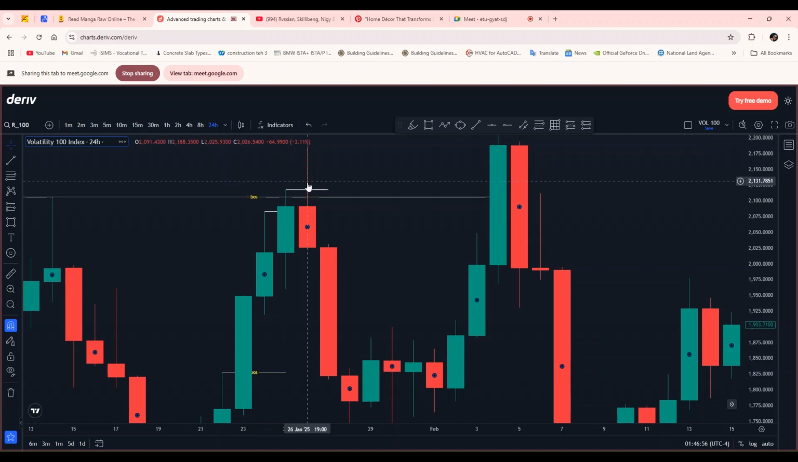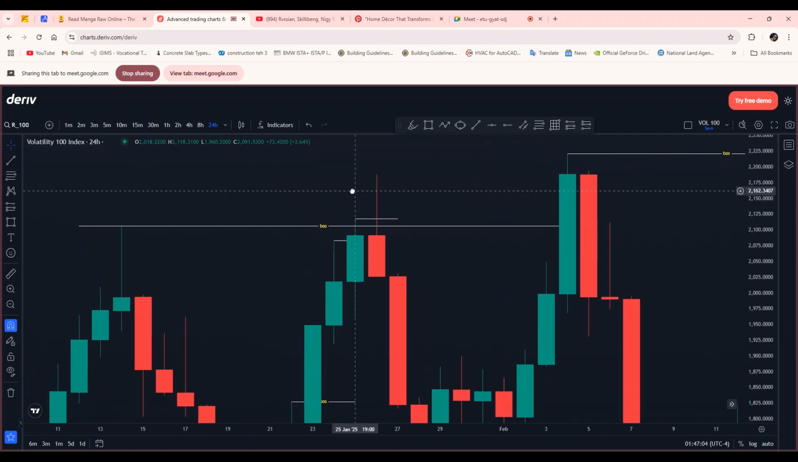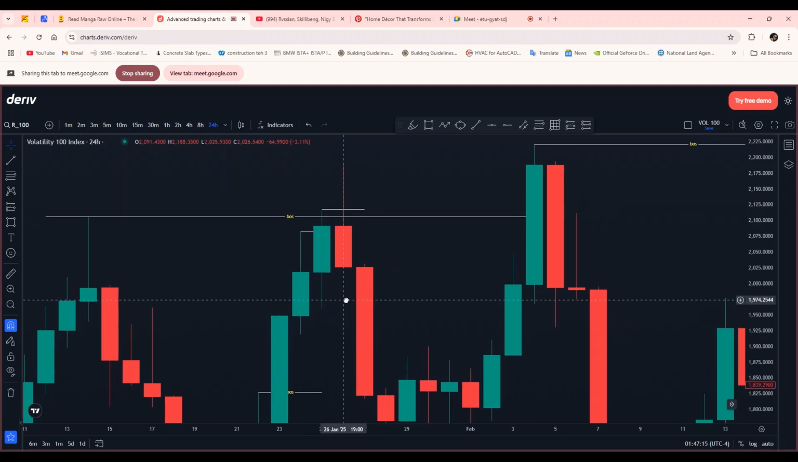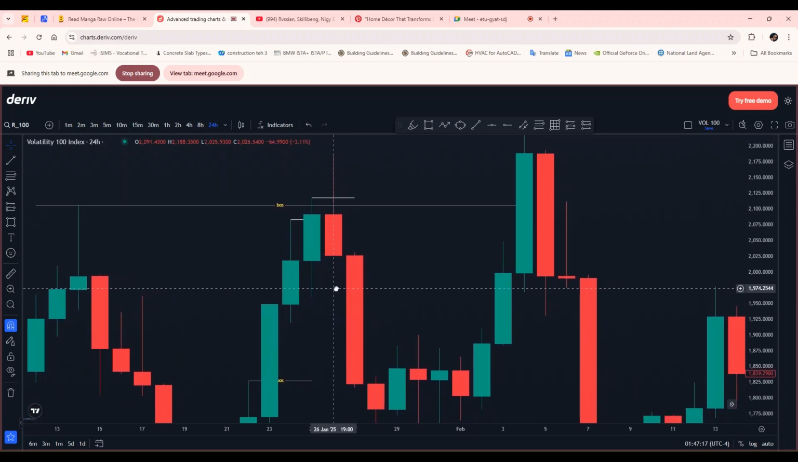So we call this a rejection, and it doesn't only reject, it also sweeps. So the market goes up, sweeps liquidity or sweeps the money that is above this candle. Whatever money is left there, it liquidated those funds, and it's now heading for a sell.